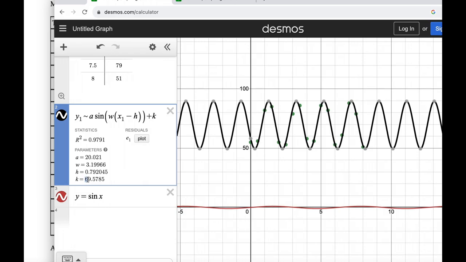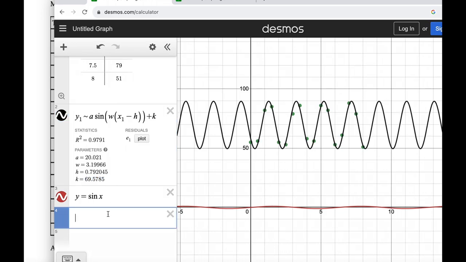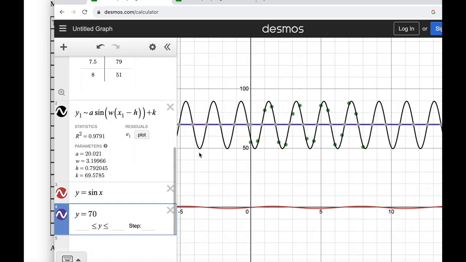If you look at the vertical shift, K, we can see that the statistical regression puts K, the vertical shift, at about 69.5 centimeters, which is almost perfectly where I had it at its equilibrium point. I had it at a Y of 70. So this is going to be my equilibrium level here.